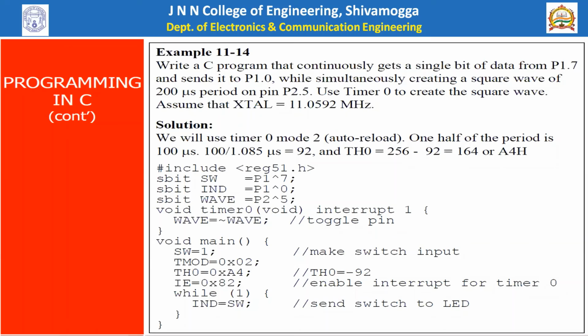So now if you want to generate a pulse of width 100 microseconds, then you have to divide 100 microseconds by what? 1.085 microseconds. That's what you have to do.